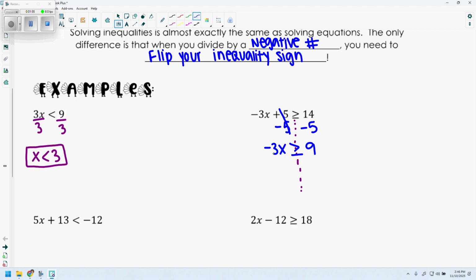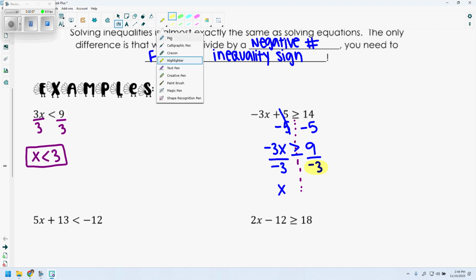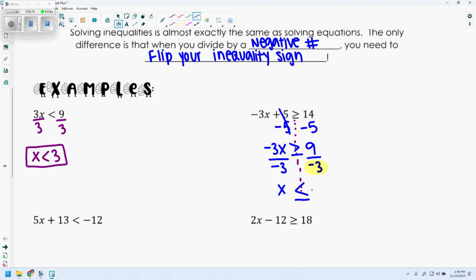Now I have negative 3 times x. So I'm going to divide by negative 3 on both sides. So x, now big thing here, I'm dividing by a negative number. So my inequality sign will no longer be greater than or equal to, it's going to flip to less than or equal to. And then 9 divided by negative 3 is negative 3.